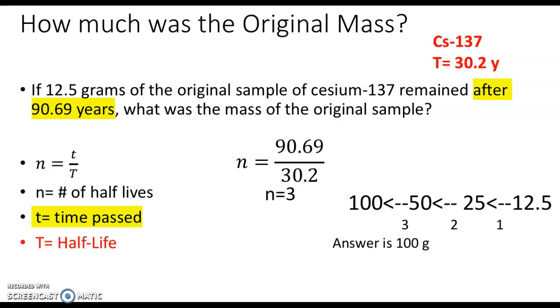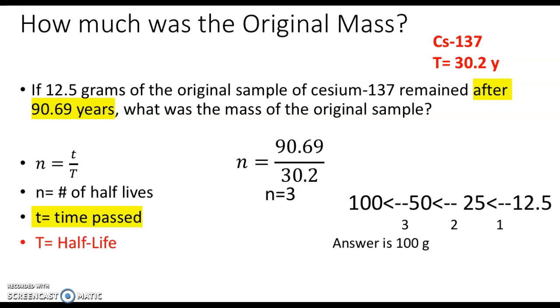Let's see if we've satisfied our end value. Remember, we had to do this 3 times. So from 12.5 to 25, that's 1. 25 to 50, that's 2. 50 to 100, that's 3. So that means our starting amount is 100 grams.